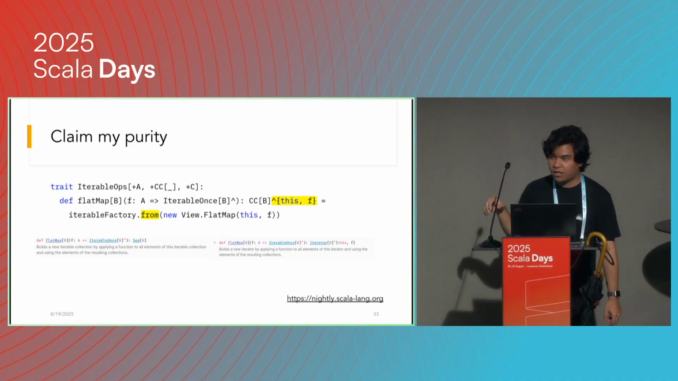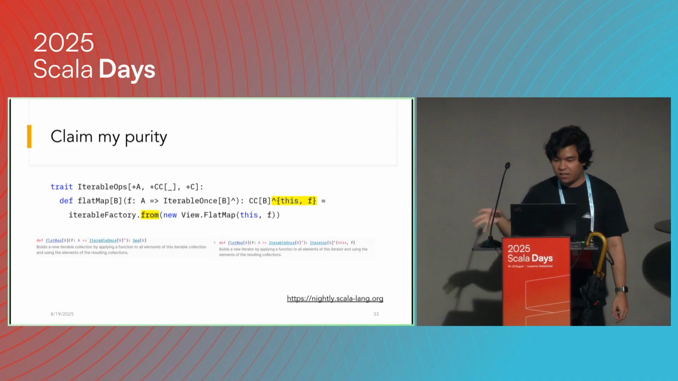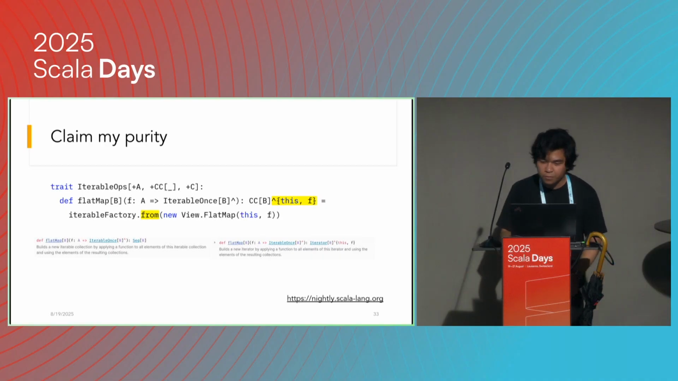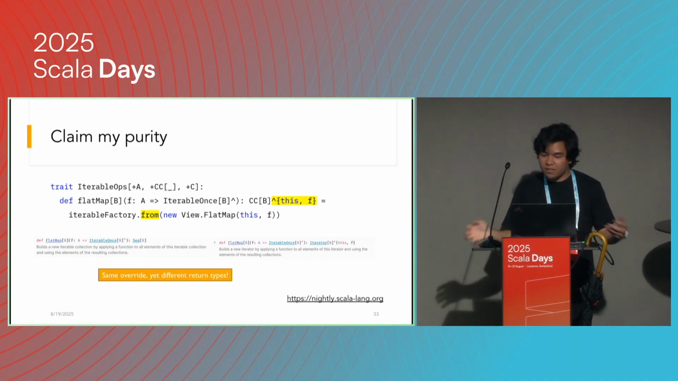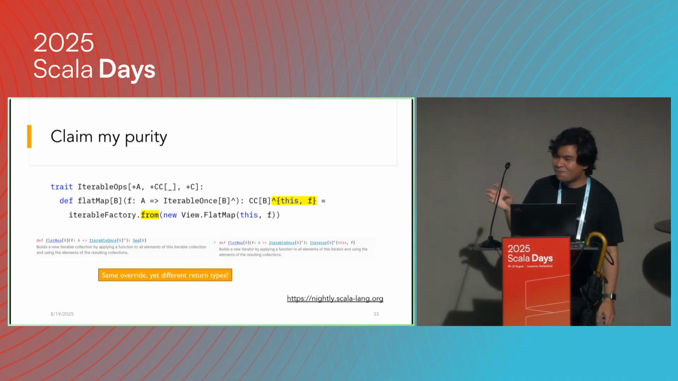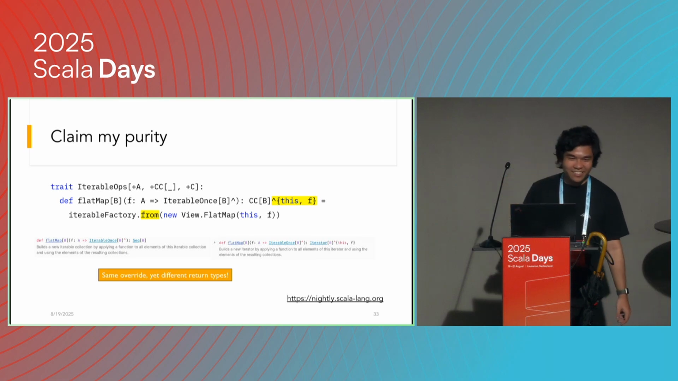If you go to Scala doc of the standard library, open up and see the implementation file, it will point to the same exact function. It's the same override, but it has different return types, right? One of them has no capture sets and the other has one. It's kind of interesting, isn't it?